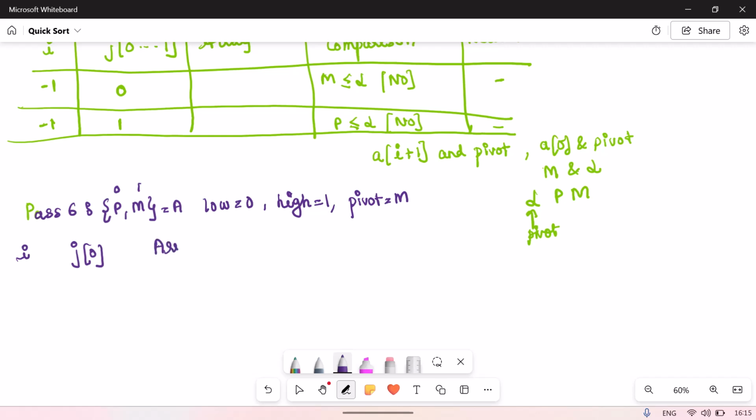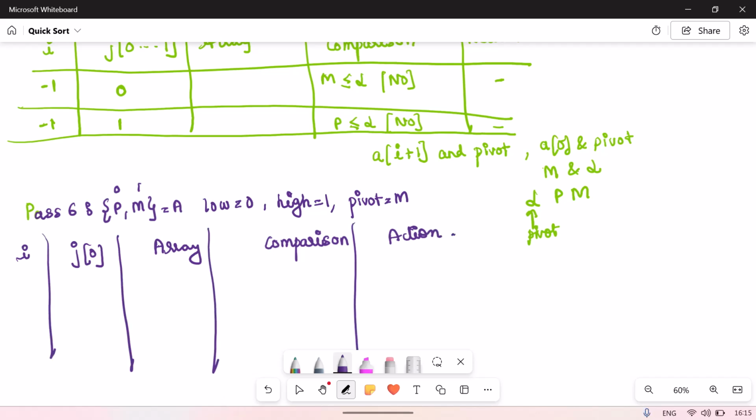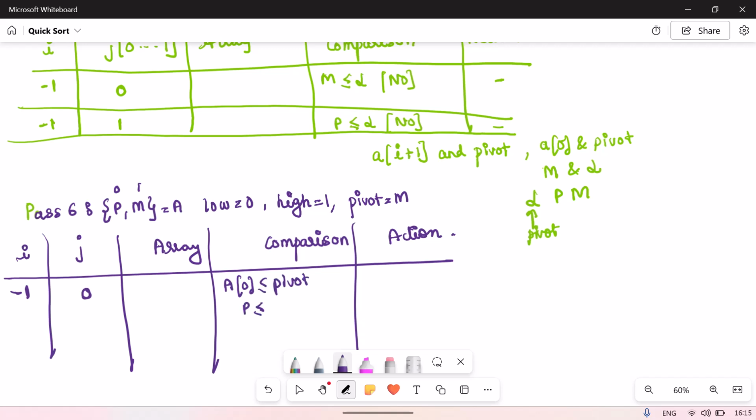Sorry. Array, comparison and action. Okay. So i is -1 initially, j is 0. Not j of 0, j only. This is just j. Now A of 0 compared with the pivot. Is P less than or equal to M? No. So no action will be taken.